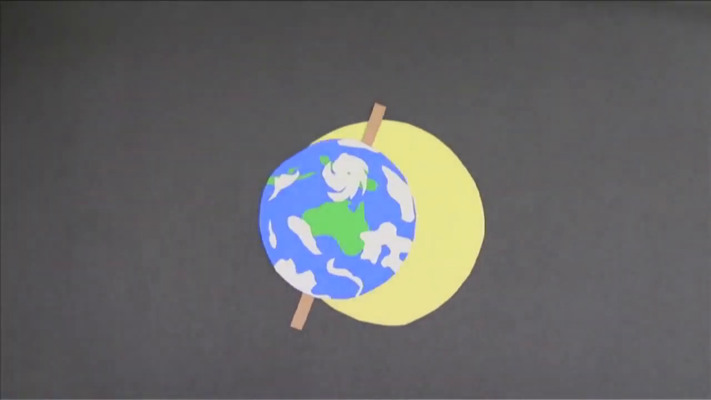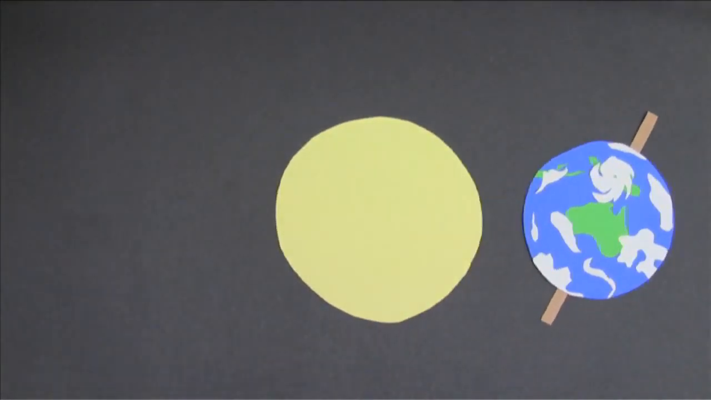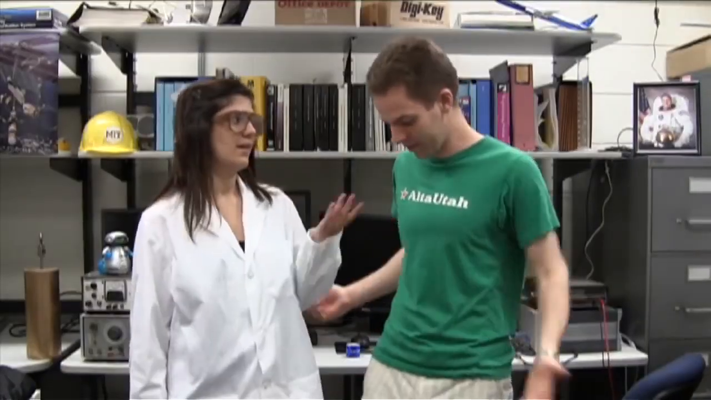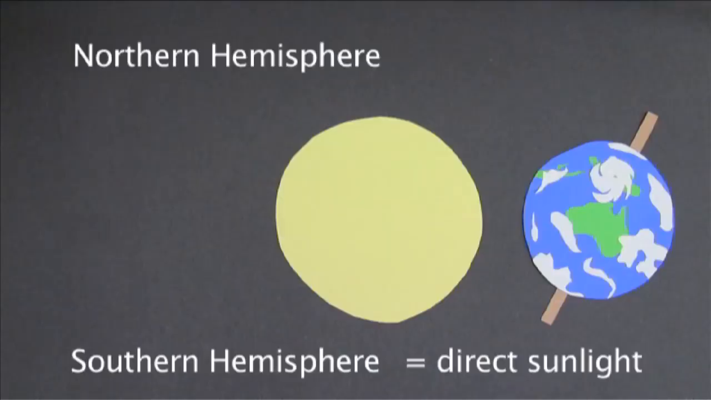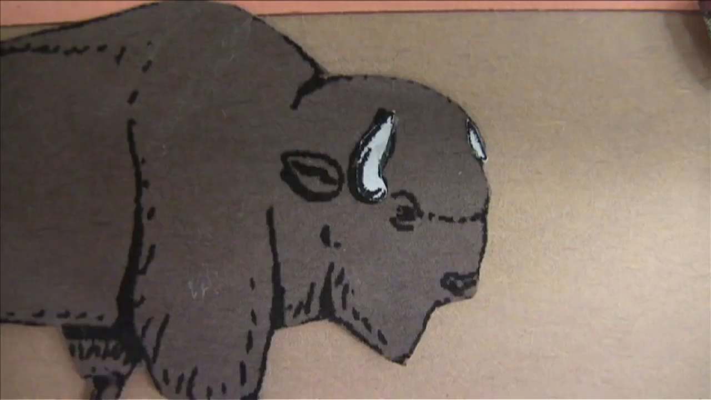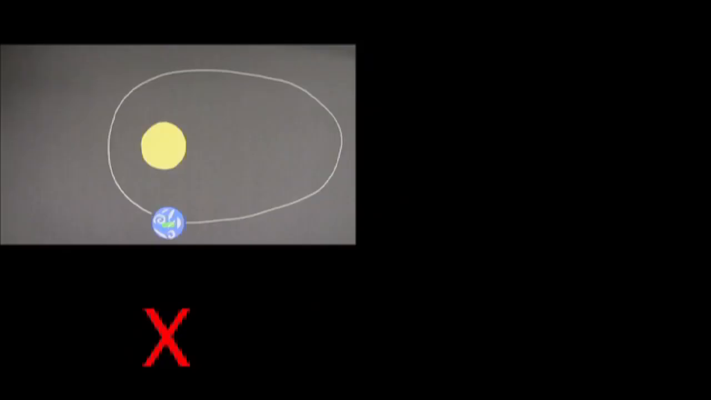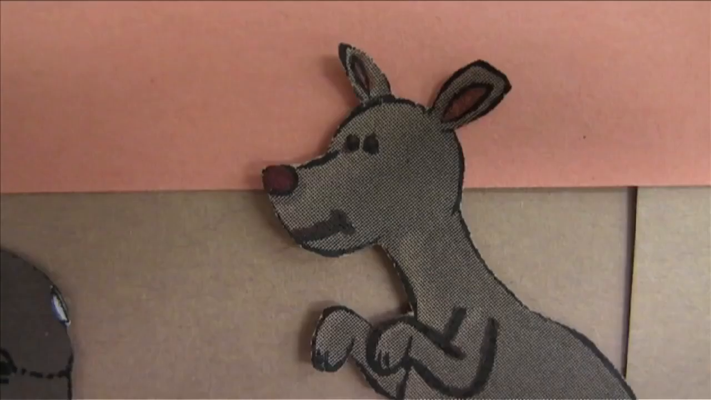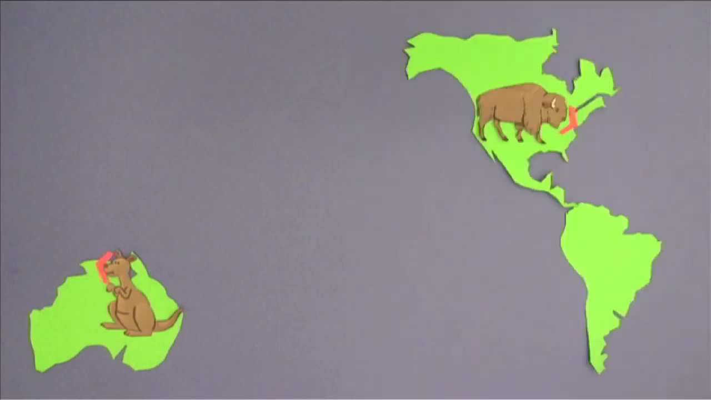Six months later, when the Earth is on the other side of the Sun, we have the opposite. It's the southern hemisphere receiving direct sunlight, so it's summer there. And the northern hemisphere is receiving indirect sunlight, so they're having winter. And now you know the reason for the seasons. Awesome. So it's not how close the Earth is to the Sun that matters, but instead it's the tilt of the Earth. Which is also why it's winter in Australia at the same time as it's summer in America.